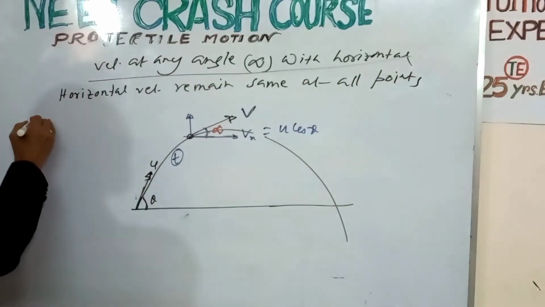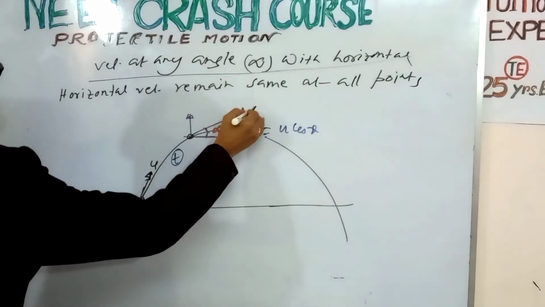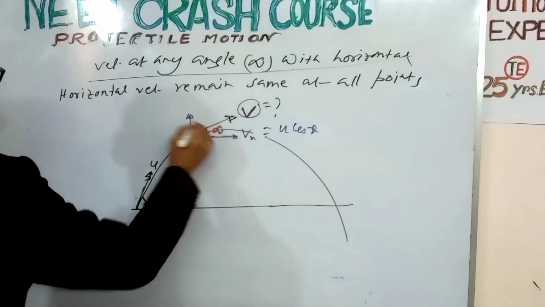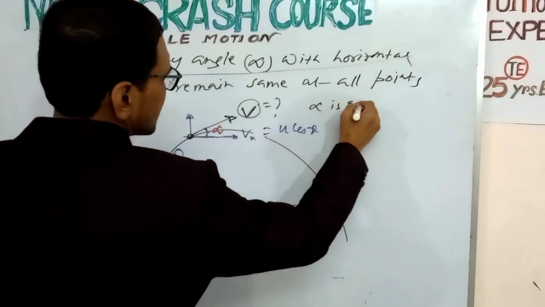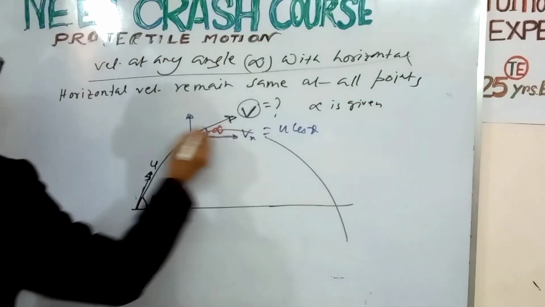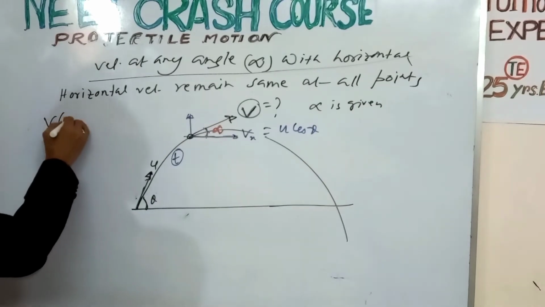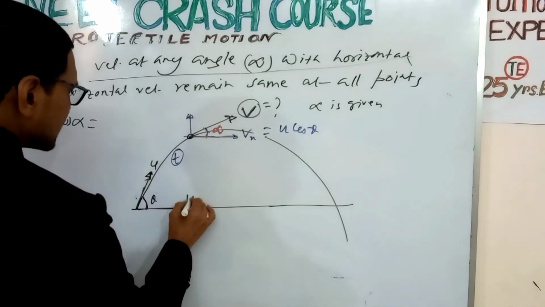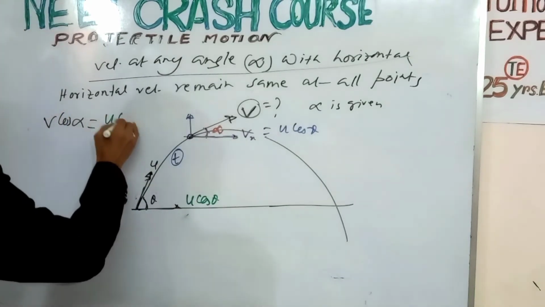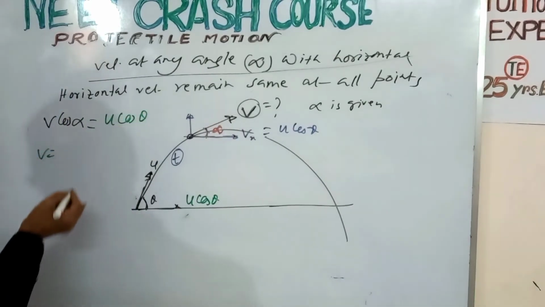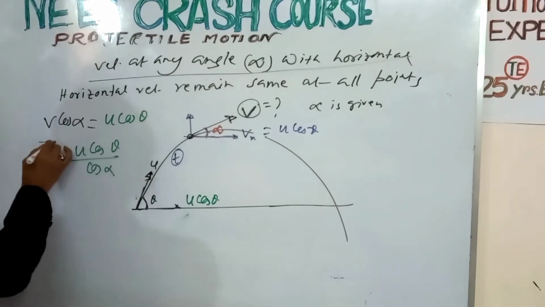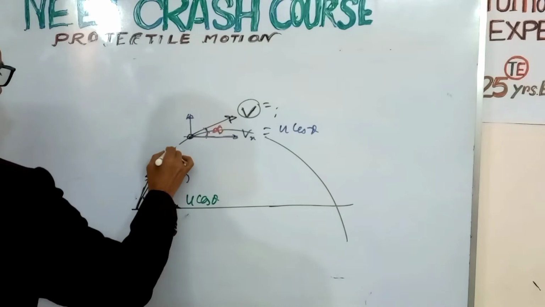So here, v u cos theta. Suppose this is the velocity. We have to find out the velocity here. Angle alpha is given. So here the horizontal component will be v cos alpha, and here the horizontal component is u cos theta. So v cos alpha equals u cos theta, so v equals u cos theta by cos alpha. This is the formula.